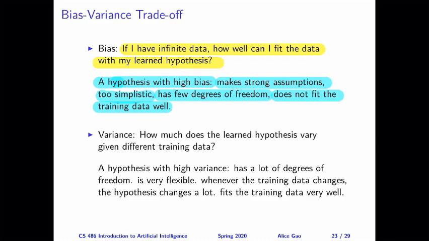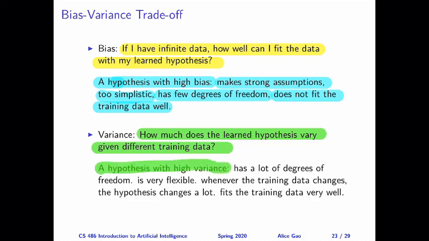Now let me talk about variance. If we're thinking about the variance of a hypothesis, we want to answer this question: how much does the learned hypothesis vary given different training data? So when we think about variance, we're thinking about how the data affects how well our hypothesis can fit the data set.